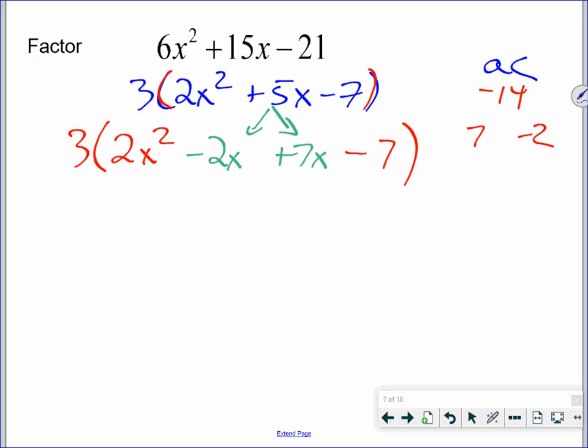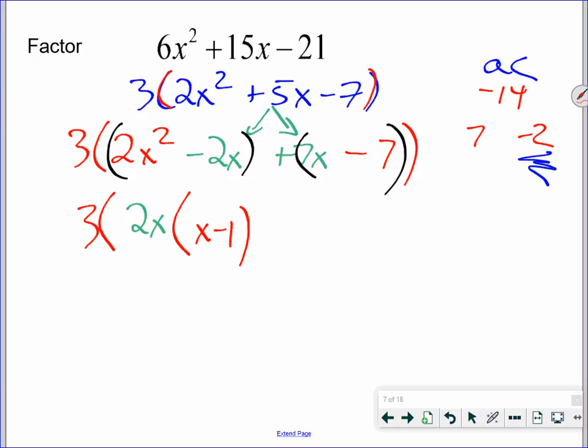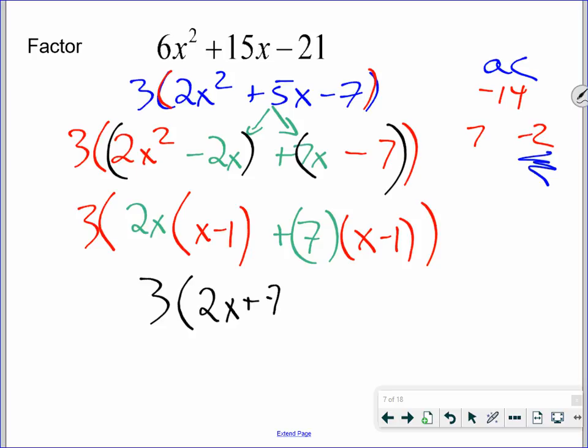Remember, if given the choice, always write the negative split first, because it's going to make the factoring by grouping a little bit easier. So when I factor here, I'm still going to have the 3. But then out of the first parentheses, I can factor out 2x. And what's left is x minus 1. And out of the second grouping, I can factor a 7. And what's left is x minus 1. And so I can write this all down as 3 times 2x plus 7 times x minus 1.